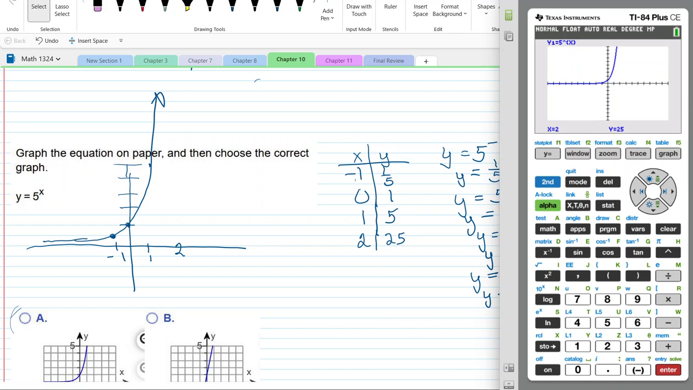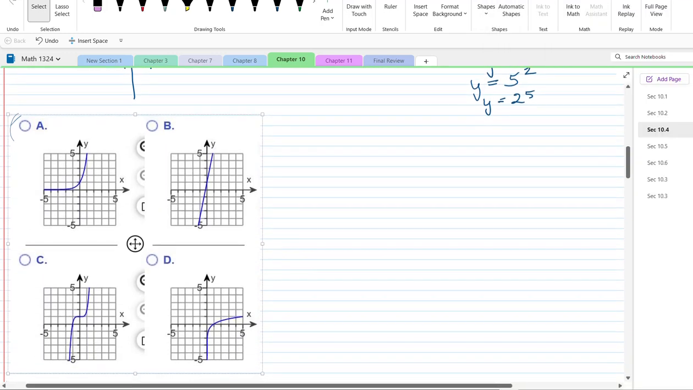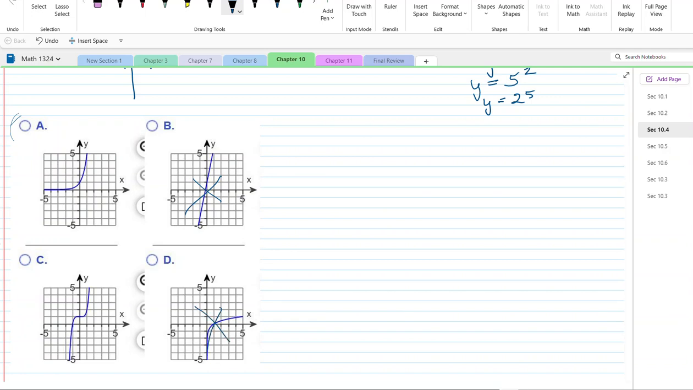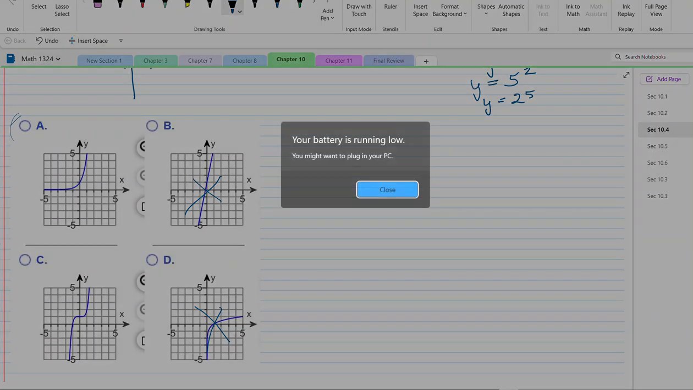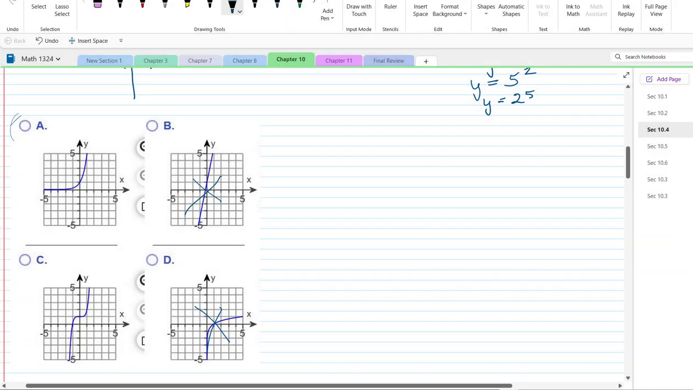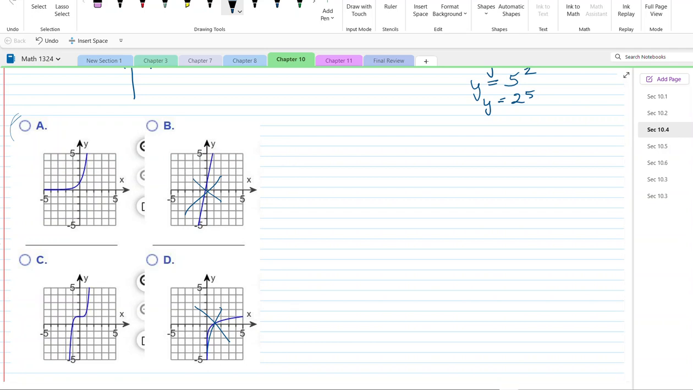So now they want us to match that graph. Well, we immediately know it's not a line. We immediately know it's not a radical. That's a square root type thing. And this one is a cubic, so we know it's not that either. So let's look at what it is. All right.